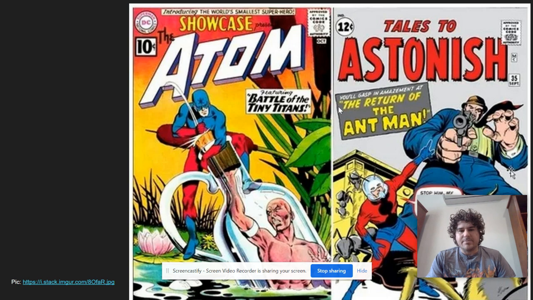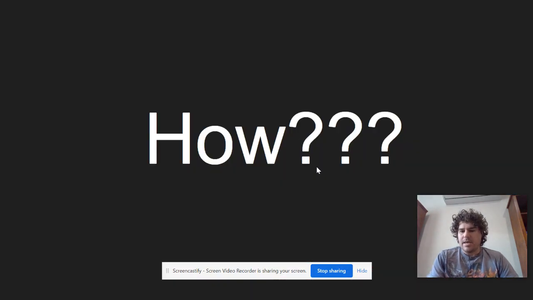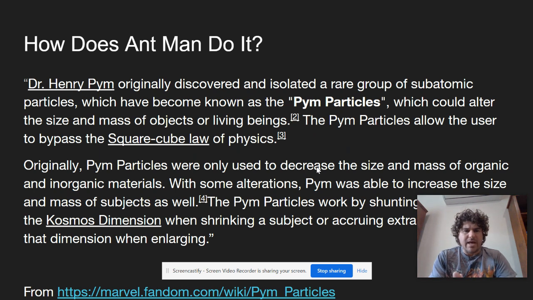So Ant-Man and the Atom are two characters that can shrink down from a normal size to an ant size. And what are the things that they can do as a result of that? Well, how does Ant-Man do it? He uses these things called Pym particles that they never really explain. Some adaptations say that he takes some of his body mass and shifts it into another dimension so he can be smaller. Other things say he takes all the mass that's in his body and shrinks it down so that that ant-sized person still weighs the same amount as a person. So when he punches someone, he hits with the force of a bullet.